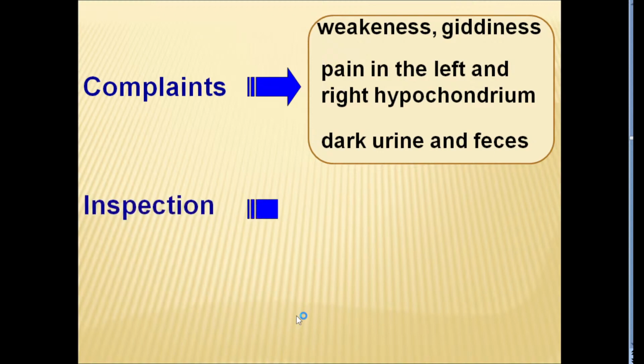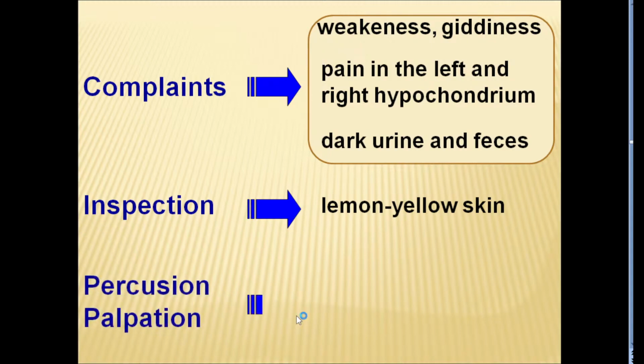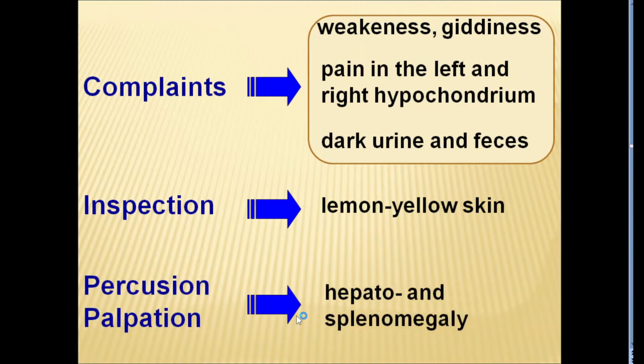What can you see? On inspection, the skin of the patient has a specific lemon yellow color. Yellow due to jaundice plus white due to anemia. As a result, there will be light or lemon yellow skin. On percussion and palpation, you will reveal an enlarged liver and spleen, hepatomegaly and splenomegaly.